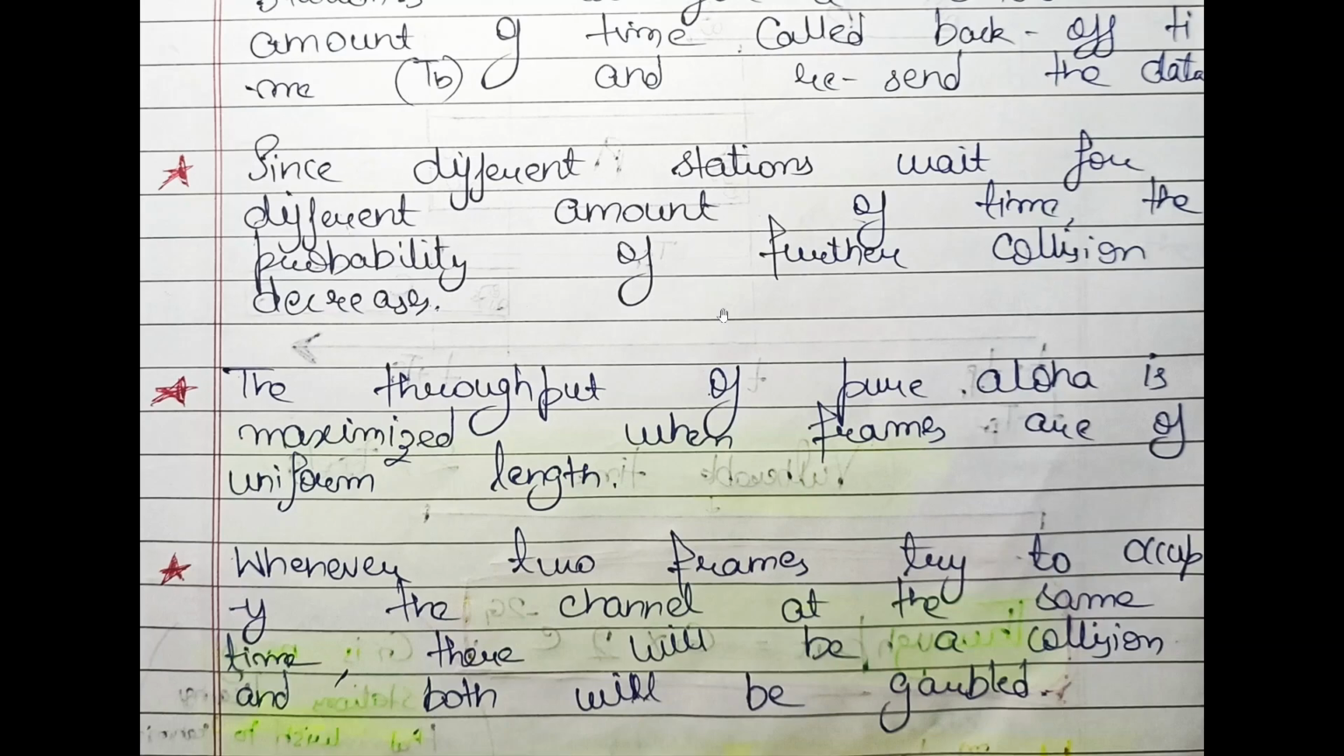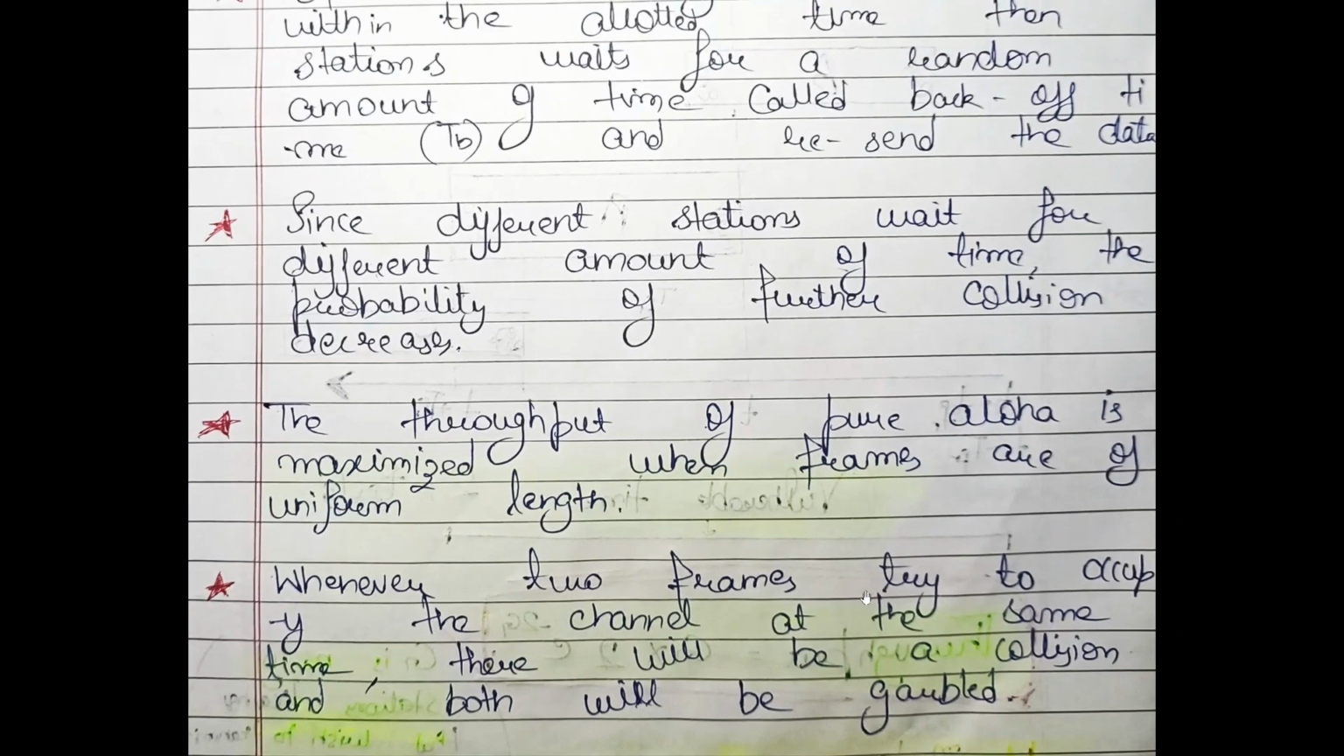So if you are using uniform frames, then of course this problem can be sorted a little bit, and the throughput is of course maximized at that time. Whenever two frames try to occupy the channel at the same time, there will be a collision and both will be garbled. Of course it will be.